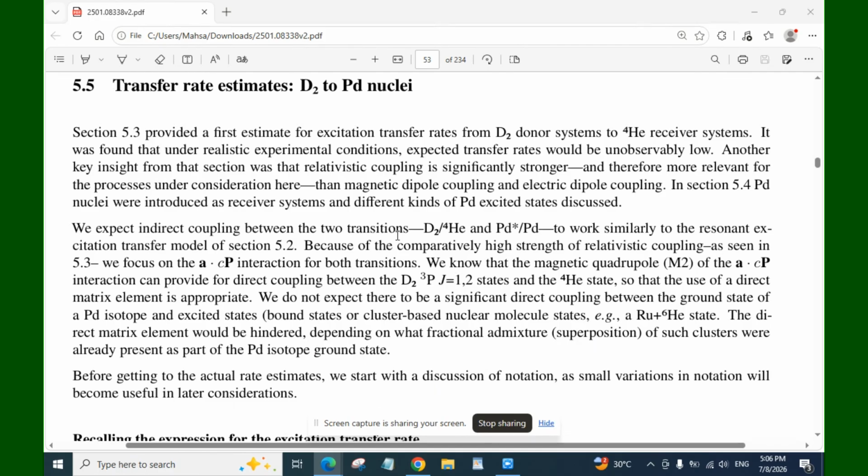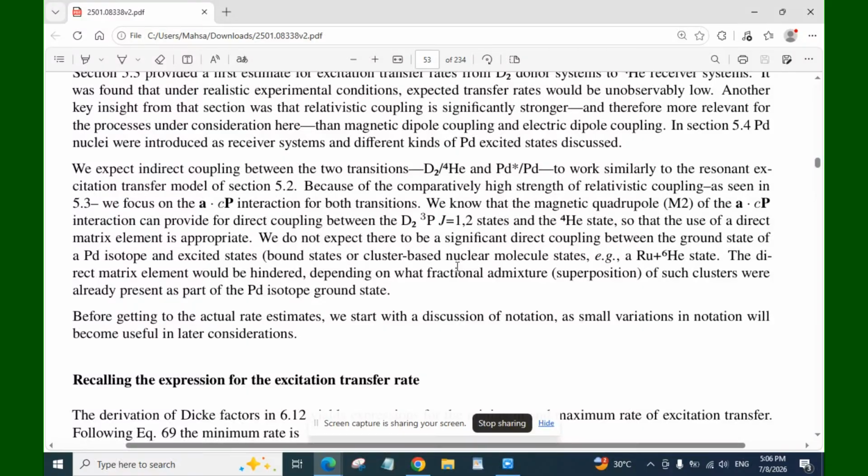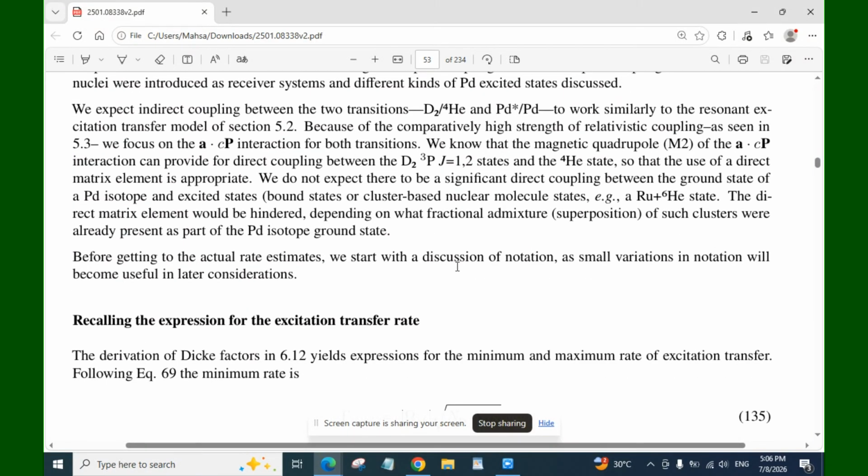In section 5.4, palladium nuclei were introduced as receiver systems and different kinds of palladium excited states were discussed. We expect indirect coupling between the two transitions, deuterium helium-4 and palladium to palladium star, to work similarly to the resonant excitation transfer model of section 5.2, because of the comparatively high strength of realistic couplings as seen in section 5.3. We focus on the ACP interaction for both transitions.